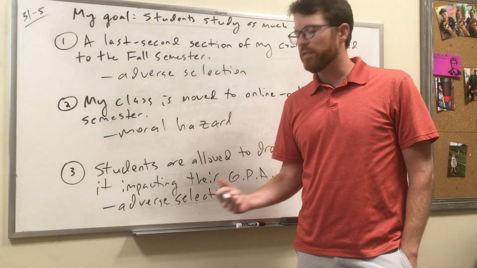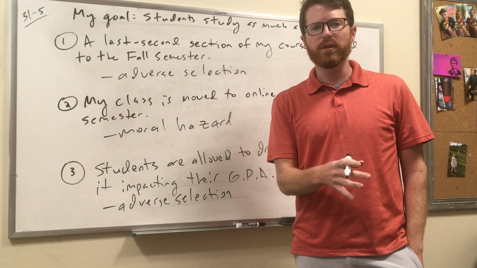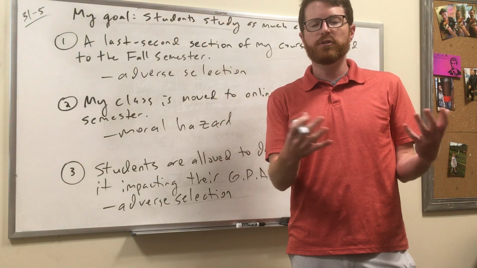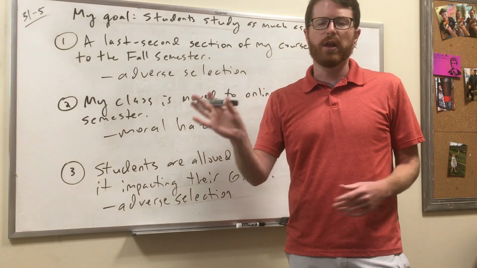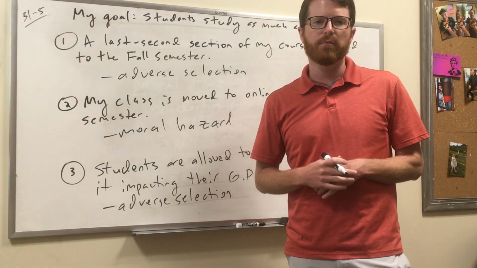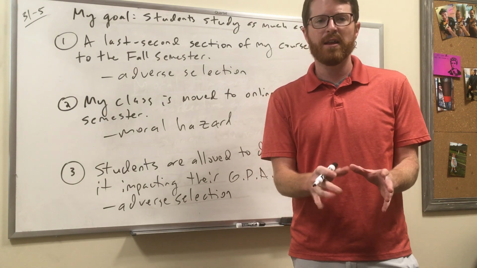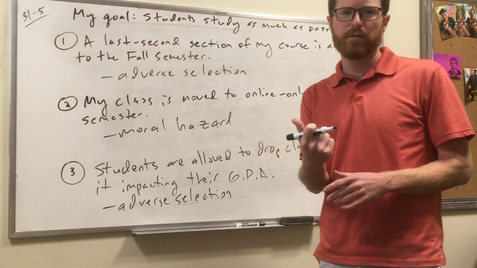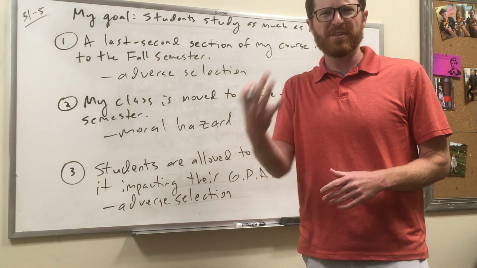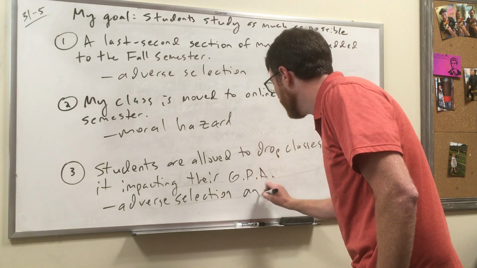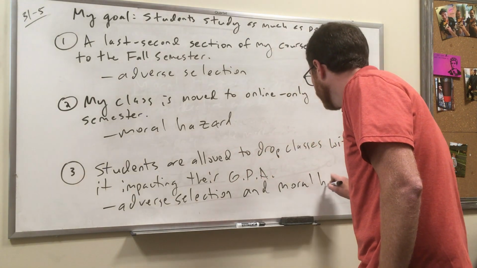Students who are in this class will know that if they do poorly, they can always drop, right? So they're taking the first exam, they're studying, and they say, well, if it goes poorly, I'll just drop the class anyway, so I'm not going to study as much. That's moral hazard: people changing their behavior. Adverse selection is about who takes a class. Moral hazard is about how much they study as a result of the incentives they face. So in this one, you'll get adverse selection and moral hazard.